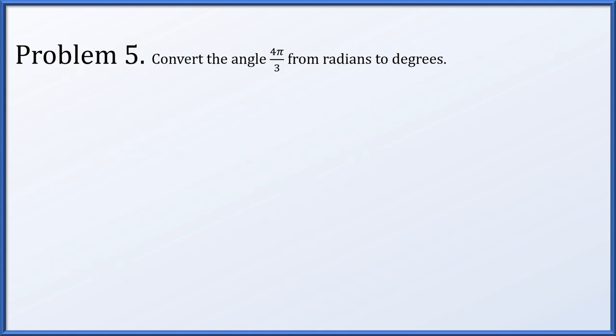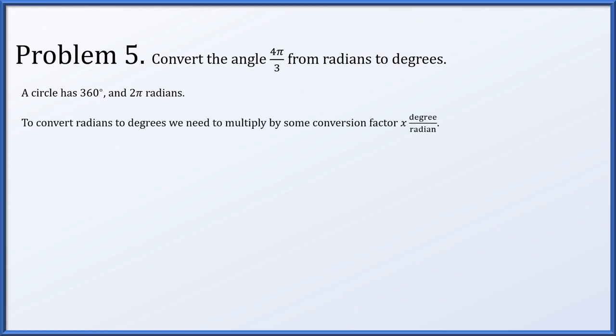Problem 5, convert the angle 4 pi over 3 from radians to degrees. So a full circle has 360 degrees, but it also has 2 pi radians. So to convert from radians to degrees, we're looking for some sort of conversion factor, x degrees per radian. But observe that 2 pi being a full circle, if you multiply 2 pi by x degrees per radian, you should get the full circle, 360 degrees.